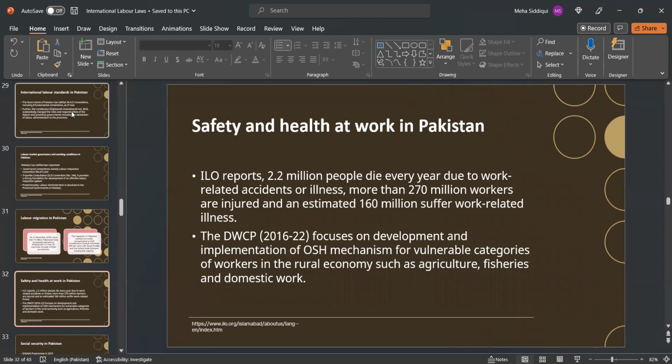Safety and health at work in Pakistan. The ILO reports that 2.2 million people die every year due to work-related accidents or illness. More than 270 million workers are injured, and an estimated 160 million suffer work-related illness. The DWCP focuses on the development and implementation of occupational safety and health mechanisms for vulnerable categories of workers in the rural economy, such as agriculture, fisheries, and domestic work.